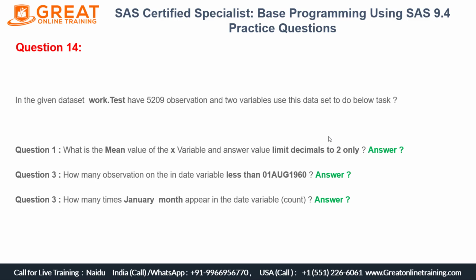And how many observations in the date variable are less than August 1st of 1960? As I have 5000 records, I want to know, on the date variable values, how many observations we have that are less than August 1st. We need to know the count.